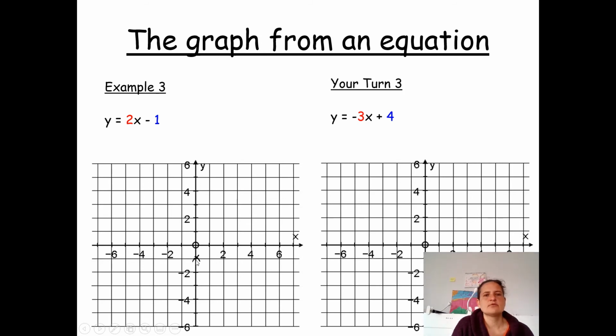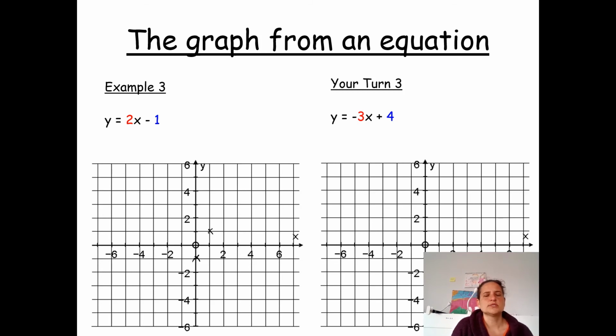And it's going to have a gradient of 2. So that means when we go along 1, we're going to go up 2. So our straight line is going to go through these 2 points. We can now take a ruler and draw that in.